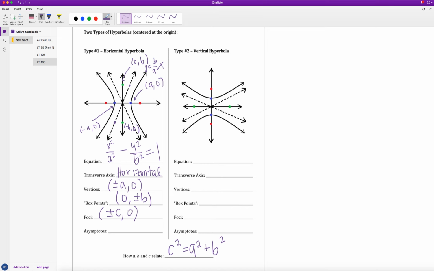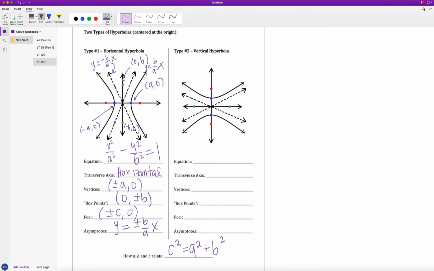Likewise here, when I have this negative slope, I went up b and to the left a, so the equation for this line is actually y equals negative b over a times x. For both of them, the y-intercept is at 0, so if I'm in y equals mx plus b, then I have my slope here plus my y-intercept of 0. So down here, our equations for our asymptotes then are y equals plus or minus b over a times x.